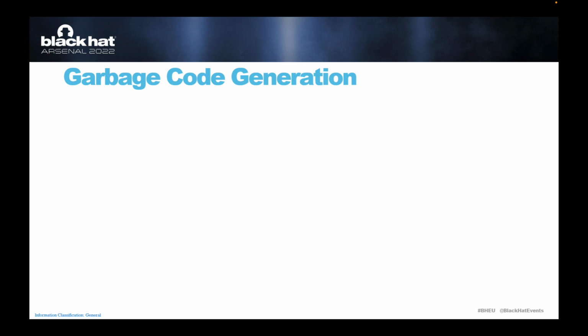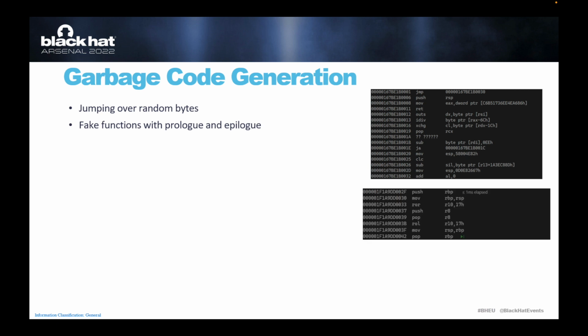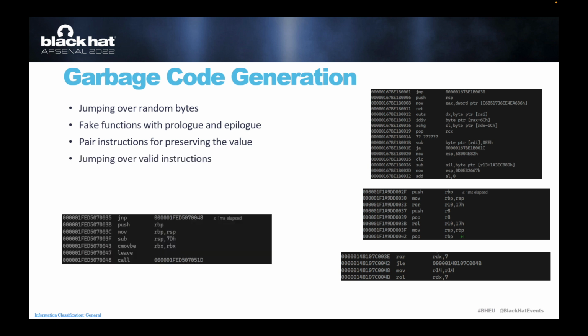Different types of garbage instructions that Shoggoth supports are jumping over random bytes, where you place a jump and random byte chunks, and the jump instruction redirects execution flow to the end of this chunk. Generating fake functions with prolog and epilogue, as you can see. Pair instructions for preserving the value, like double NOT, adding and subtracting, or shifting right and shifting left. Jumping over valid instructions. It is similar to random chunks, but this time the instructions are valid.